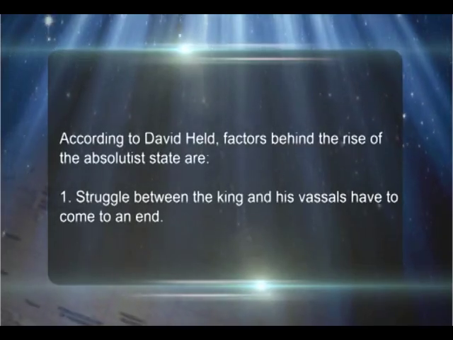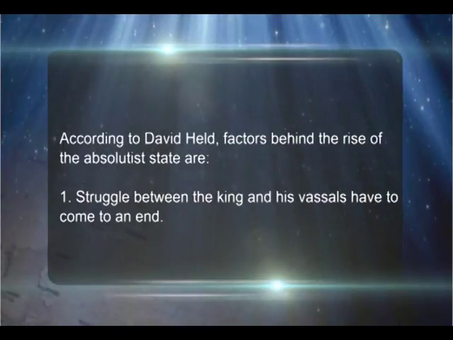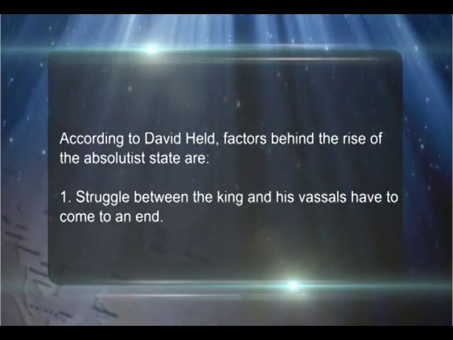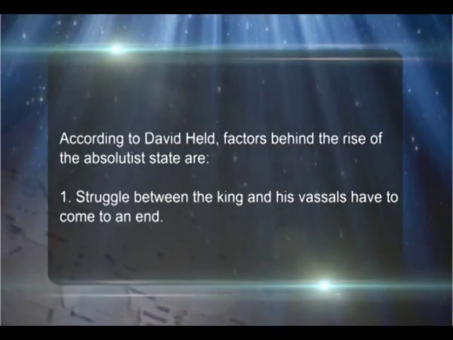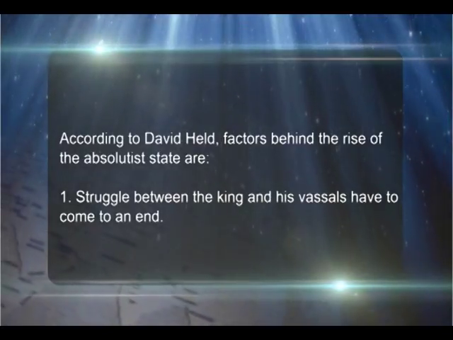Number one, struggle between the king and his vassals, which in fact, as we have already seen, was the story of feudalism. That is the story of divided loyalty. It had to come to an end. And so the rise of the absolute state actually was an illustration of the fact that this story of divided loyalty would ultimately have to come to a close. This divided loyalty would ultimately have to be transcended by the establishment, institutionalization of a central powerful authority that is called the absolute state.